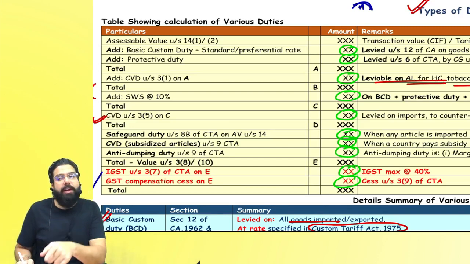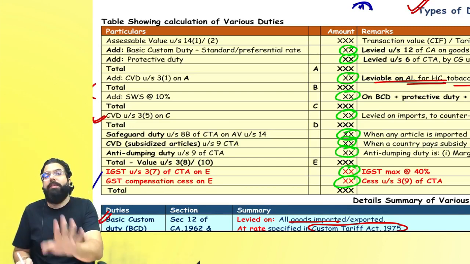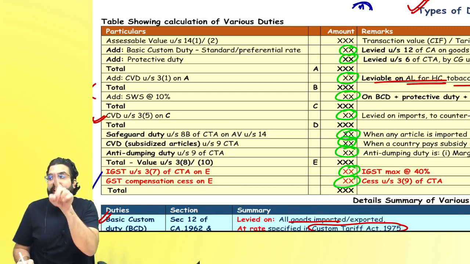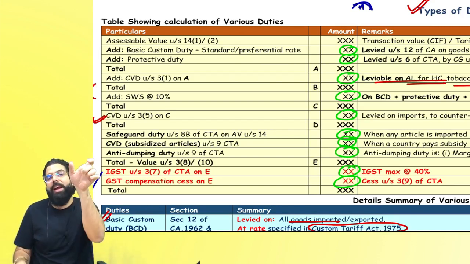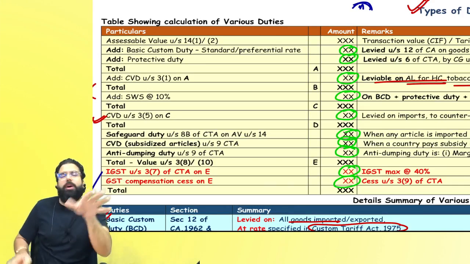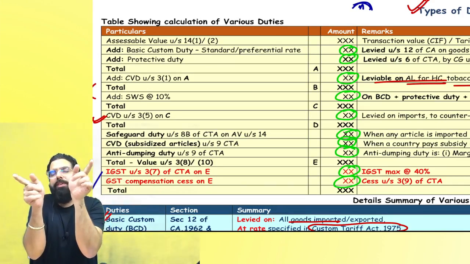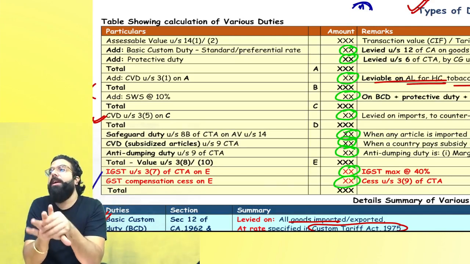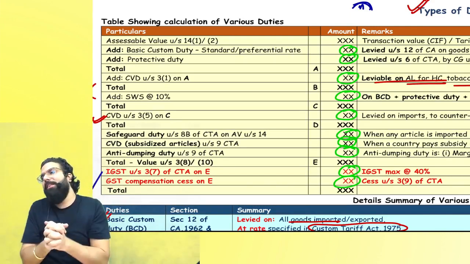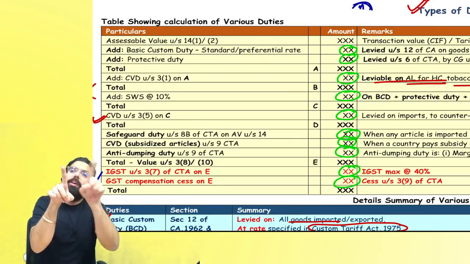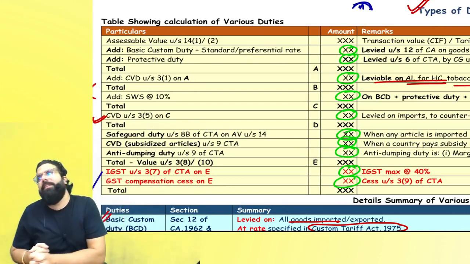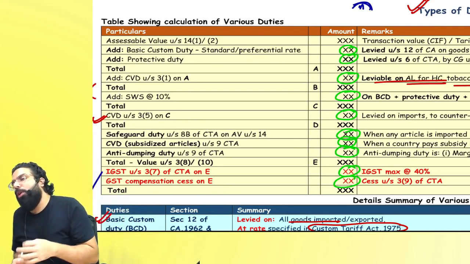One more thing I told you, please remember: whenever it's a bond to bond transfer, on the 3.8 value or transaction value, whichever is higher, we will charge IGST. This is told in section 3.8A, that IGST will be charged on that. Then we learned the 3.10 value or transaction value, whichever is higher, on which GST compensation cess will be charged in case of bond to bond transfer.